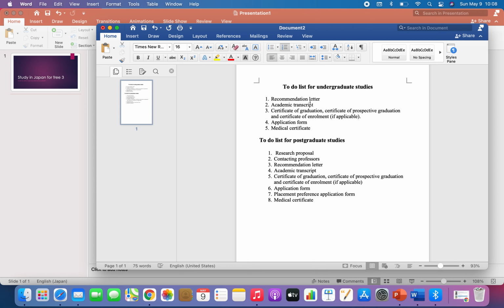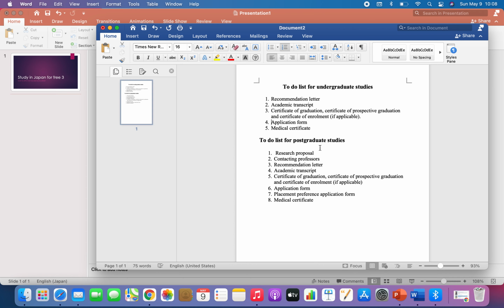No, I'm just saying, first of all, this is what you should work on, and then we work on the form. I'm going to show you what the form looks like also. And then lastly, you have the medical certificate. I'll also show you what the sample looks like. So let's move to postgraduate studies.